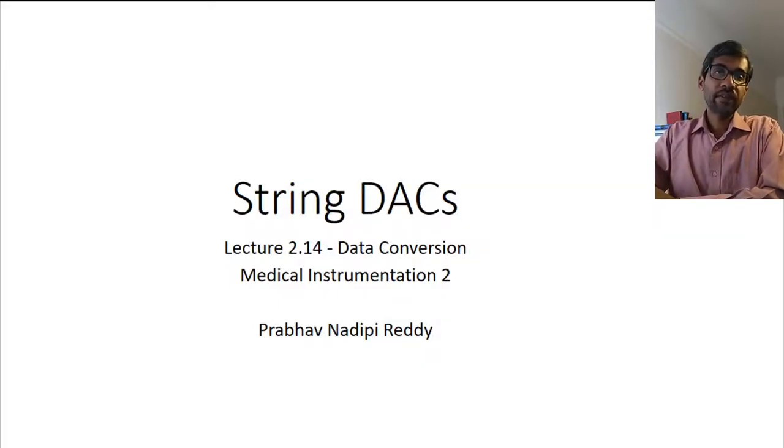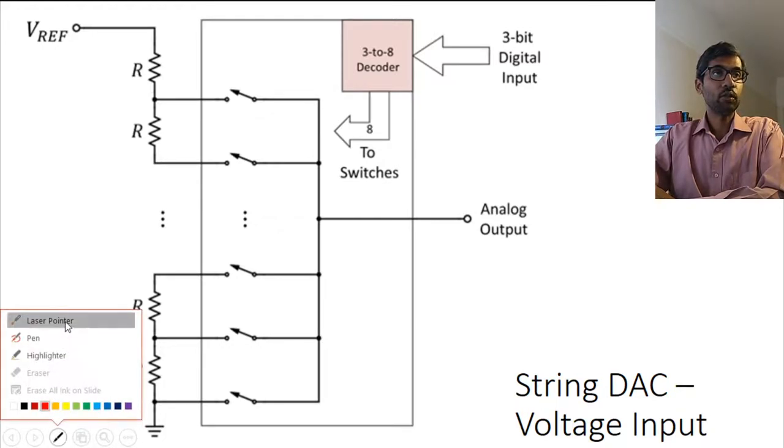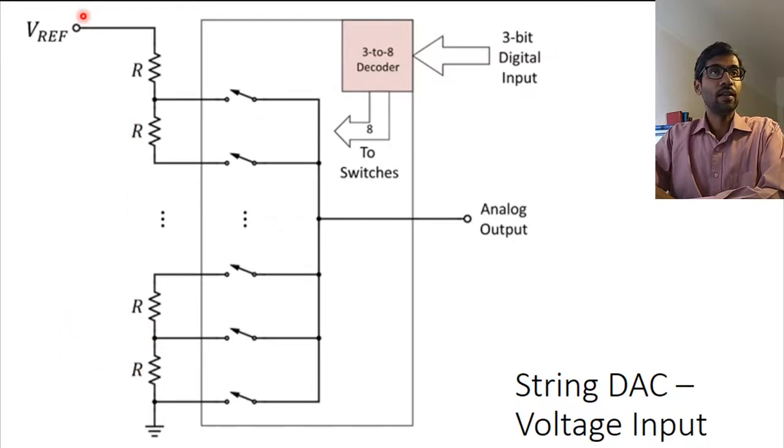Let's look at a specific class of DACs called string DACs. When you see the schematic, you'll know why it's called string DACs. So here's a schematic of a string DAC, which is a voltage output DAC. As you can see, at the input there is a string of resistors, and that's the reason why this is called a string DAC.